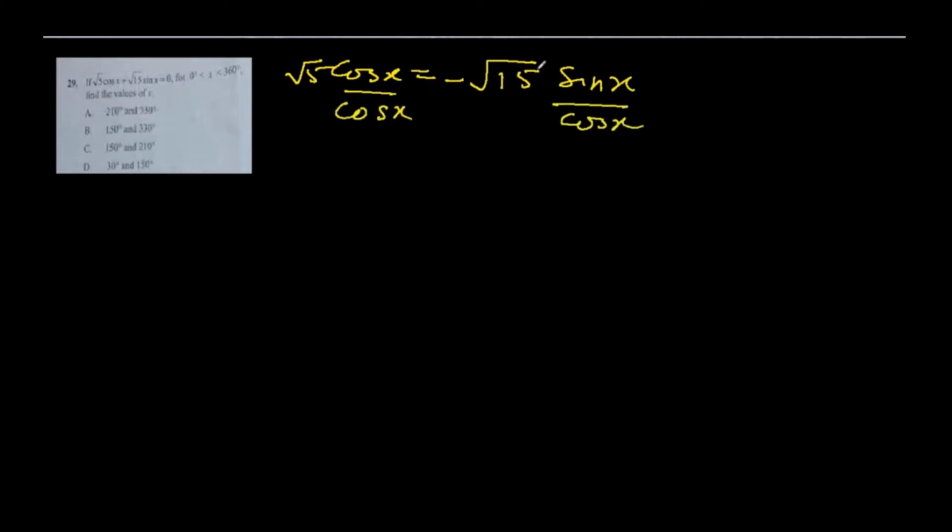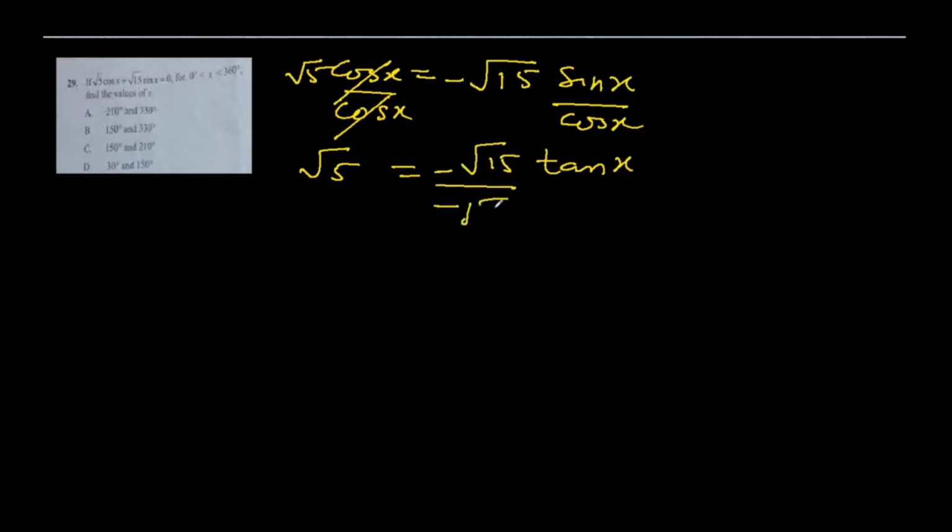Question number 29. If square root 5 cos x plus square root 15 sin x is equal to 0, for this, find the values of x. Whenever we have one cos and one sin, separate them first. So square root 5 cos x will remain on the left side, but my square root 15 will go to the other side and become negative square root 15 sin x. Why? Because if we divide by cos x both sides, it will become tan x, isn't it? So cos has gone here, square root 5 equal to minus square root 15 tan x, and that was the purpose.